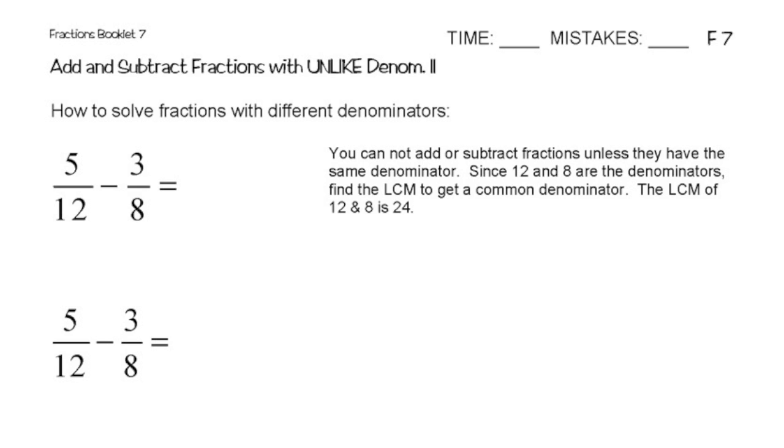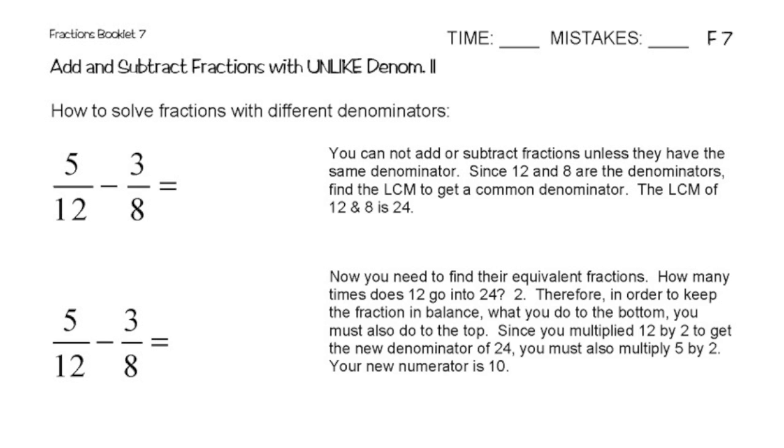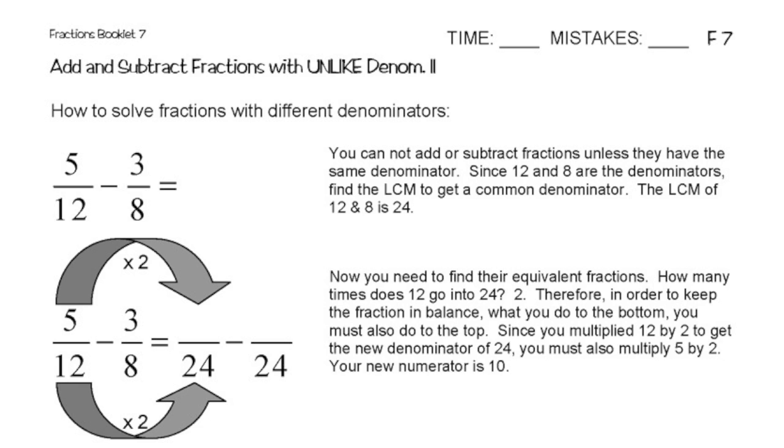I know that we need to find their equivalent fractions now. How many times does 12 go into 24? So I'm going to put my little fraction here for 24ths minus 24ths. I like to set that up so that I can use my arrows to help me along. So how many times does 12 go into 24? Twice. 12 times 2 is 24. So I'm going to do 5 times 2. What is 5 times 2? It's 10. So now I have 10 24ths minus blank number of 24ths.